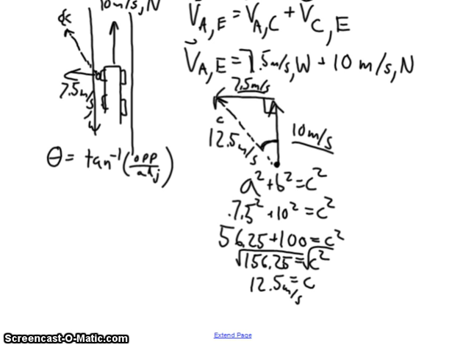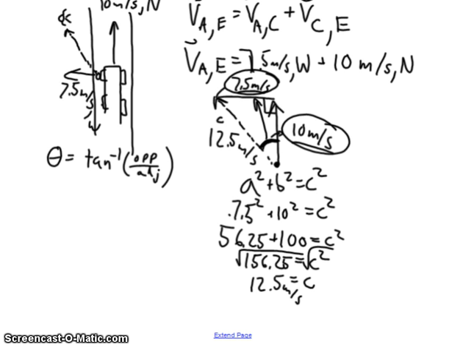And what we put into that is the opposite side, which is the 7.5 here, and the adjacent side, which is 10 meters per second here. The reason why they're opposite and adjacent is all about where this angle is. This is opposite of my angle, this is adjacent to my angle, and it's not the hypotenuse.